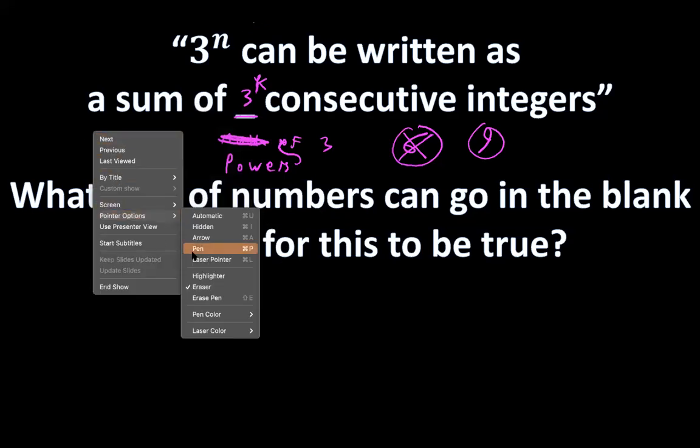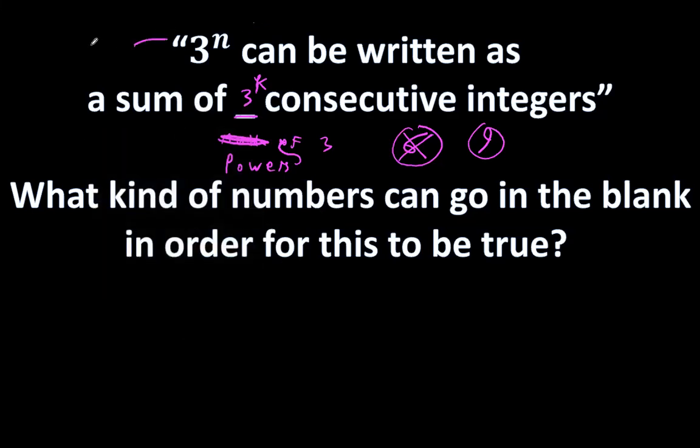Why? Because if you divide 3 to the n by 3 to the k and k is larger than n, then it will come out to a fraction. Very good. So 3 to the n divided by 3 to the k is the same thing as 3 to the n minus k. And if k was bigger, this would be a negative number, which would be a fraction, right? Which is not an integer. So we also need k to be less than or equal to n.